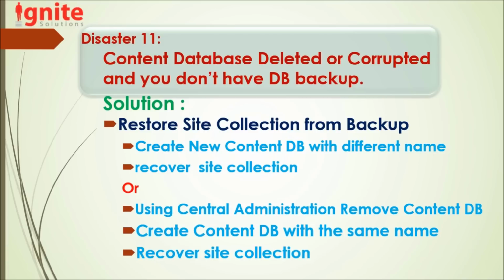First, create a new content database with a different name, then recover the site collection. And I have shown you this scenario before. Second, using central administration, remove the content database and create a content database with the same name. Recover the site collection again. It is nearly the same, but in the second choice you keep the name of the original database. Let me show you now how to remove the old content database from central administration.